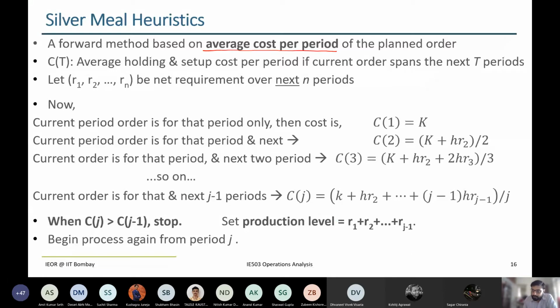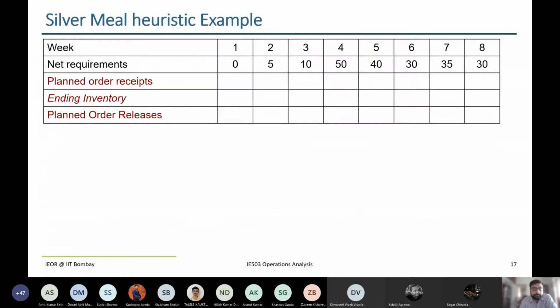If I fix the production level exactly equal to the requirements, that means at some period I have to have an inventory of 0. So this will ensure that I don't have any excess inventory at the end of the planning horizon. That's why we set the production level equal to the requirement. So we'll revisit this. Let me just explain it again with an example, and then we'll come back to this process. Let's look at the same example.